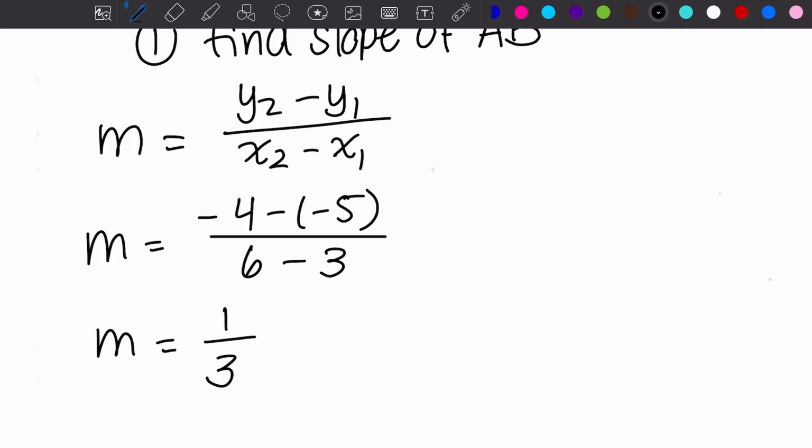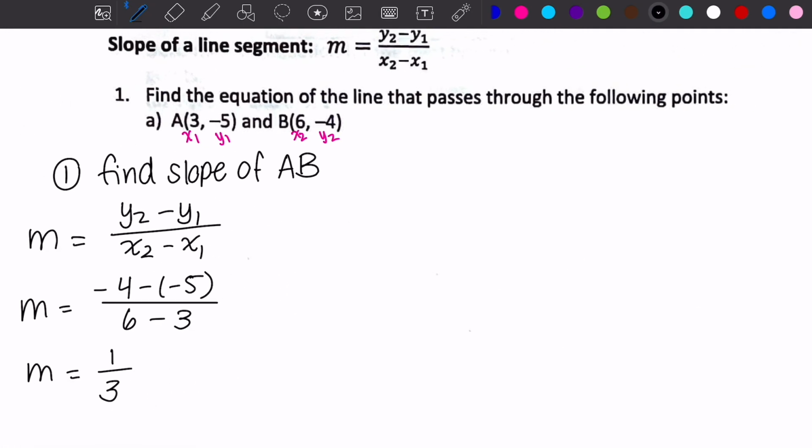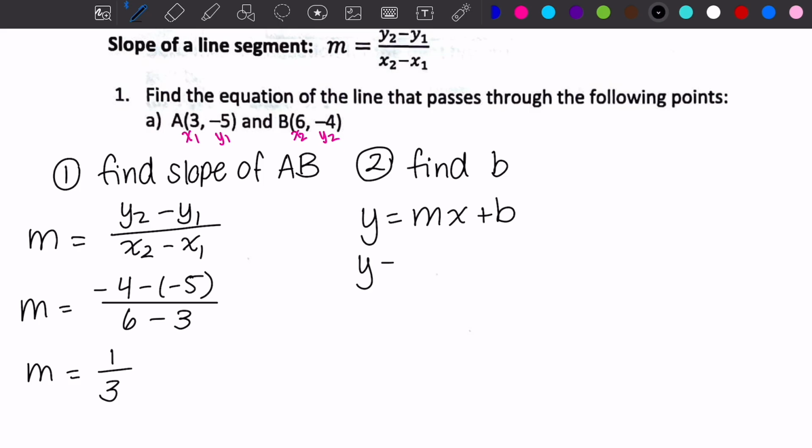I'm not going to simplify that. I'm not going to write that as a repeating decimal. I'm just going to leave it. Is that cool? Cool. Step 2 is we need to find b. What is the y-intercept of this line? I'm going to start with the general equation of a line, y equals mx plus b. I'm going to plug in my slope for m, so it turns into y equals 1 over 3x plus b. But now I've got 3 unknown variables: y, x, and b.